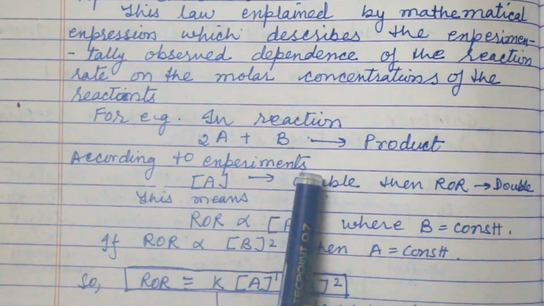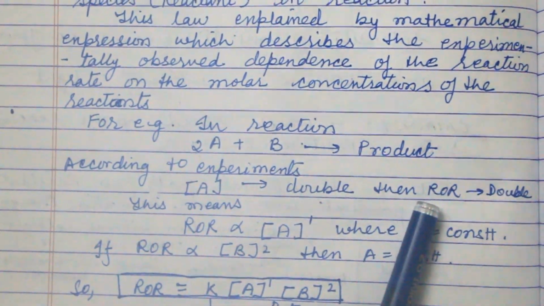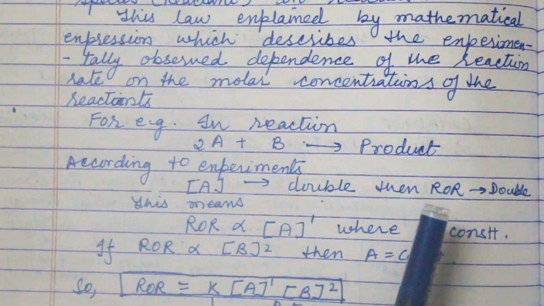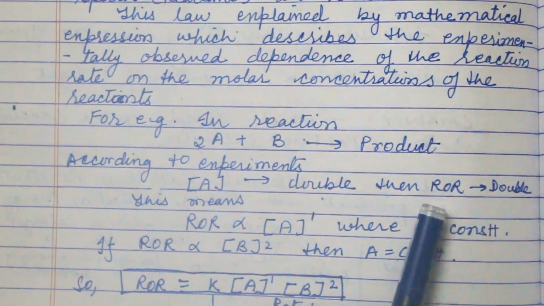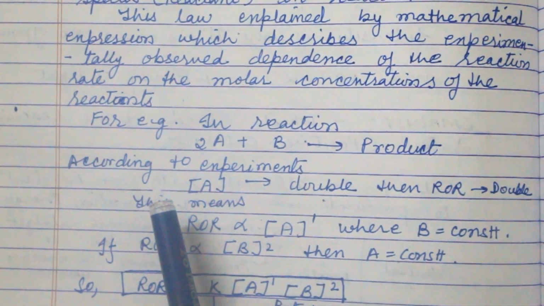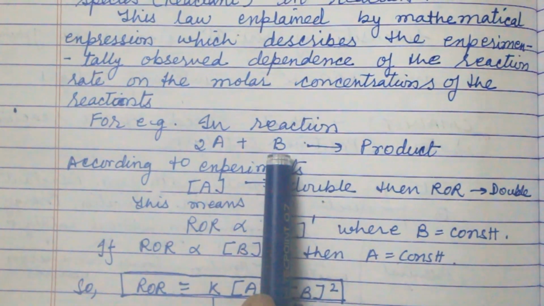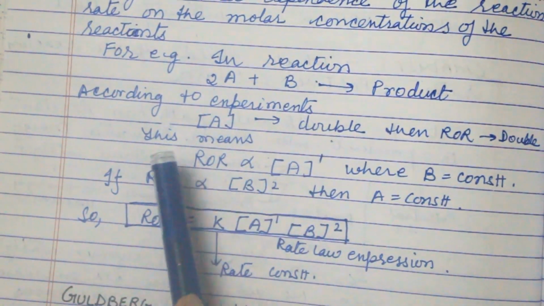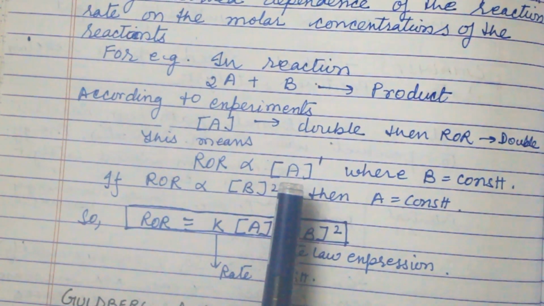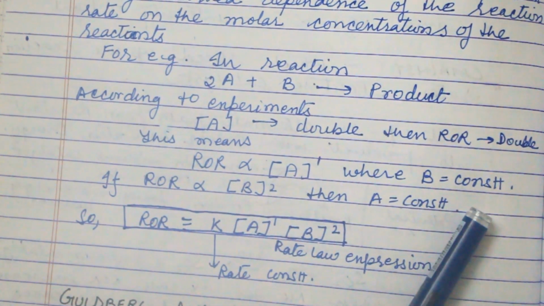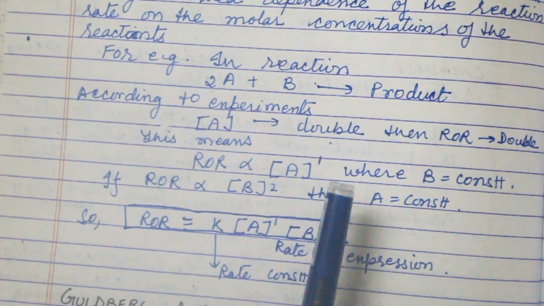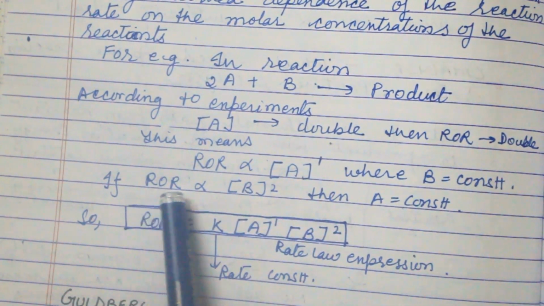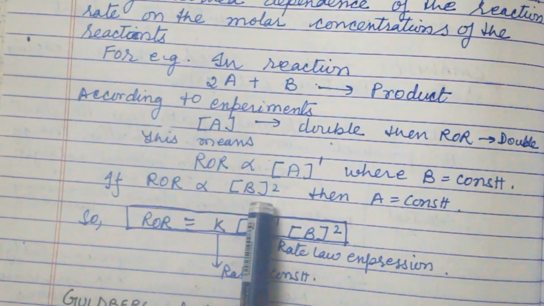According to experiment, when A is doubled, the rate of reaction becomes double. If the concentration becomes double, then the rate also becomes double. This is proved by experiment, and B is constant. We take B as constant when we consider the concentration of A. This means the rate of reaction is directly proportional to A, where B is constant, and when we consider the concentration of B, then A becomes constant. So the rate of reaction here is directly proportional to B.